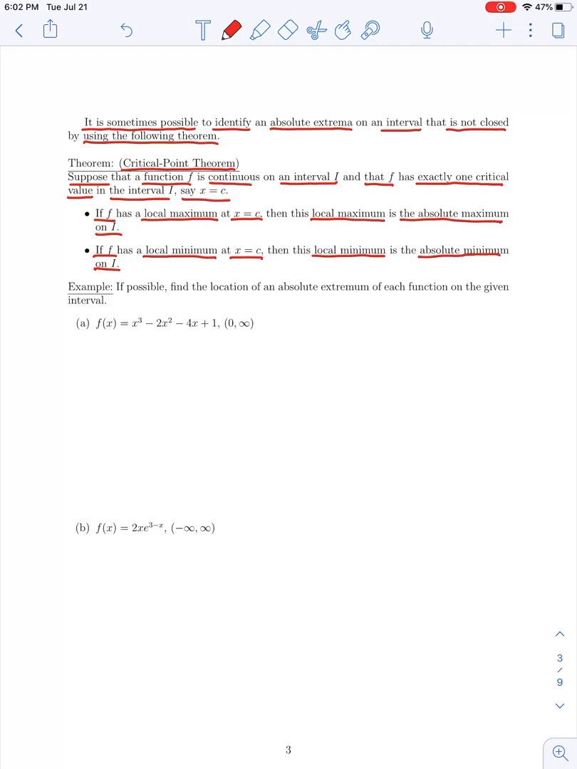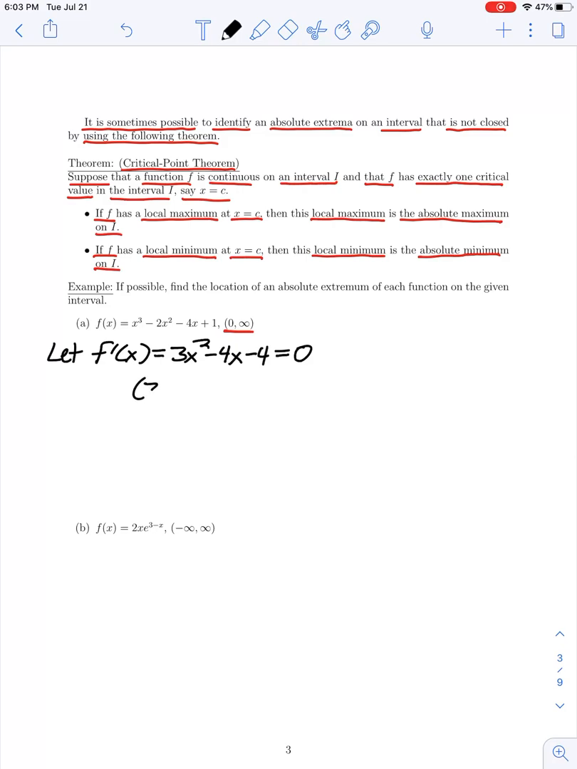We're asked here, if possible, find the location of an absolute extremum of each function over the given interval. In part A, we have f of x, this polynomial, on a now open interval from 0 to infinity. To use the critical point theorem, we're going to start by looking for critical values of our function within that interval. To find critical values, we look at the derivative of our function, which is 3x squared minus 4x minus 4, which is defined everywhere. So our only critical values are values of x that would make this derivative 0.